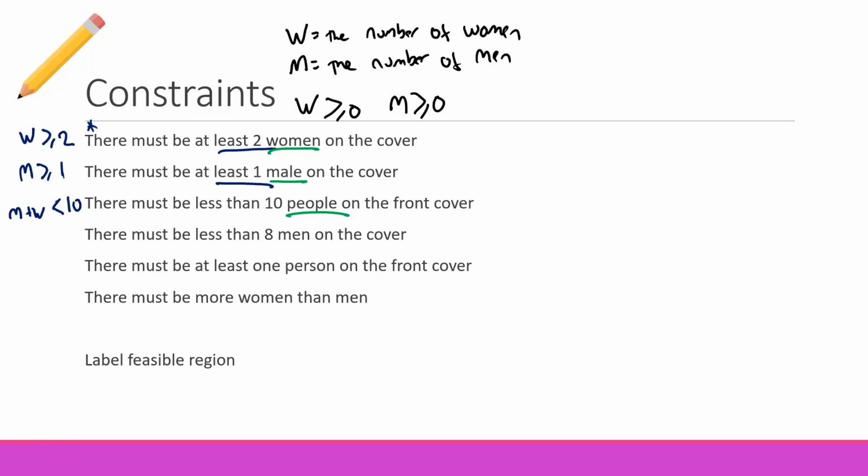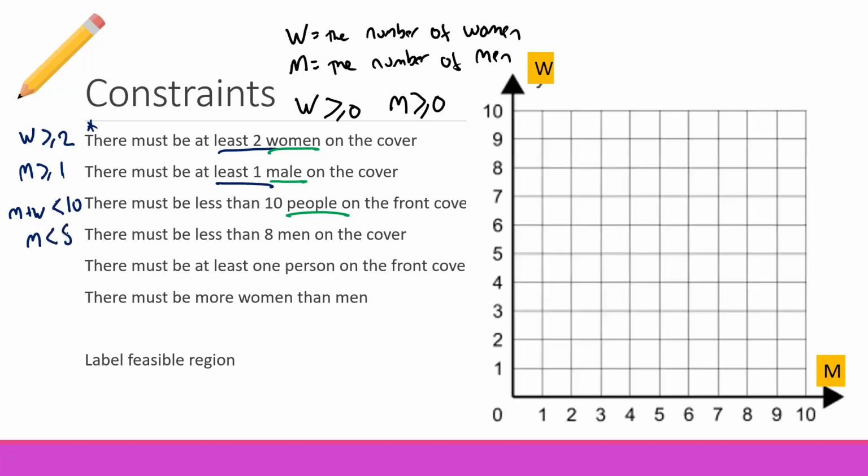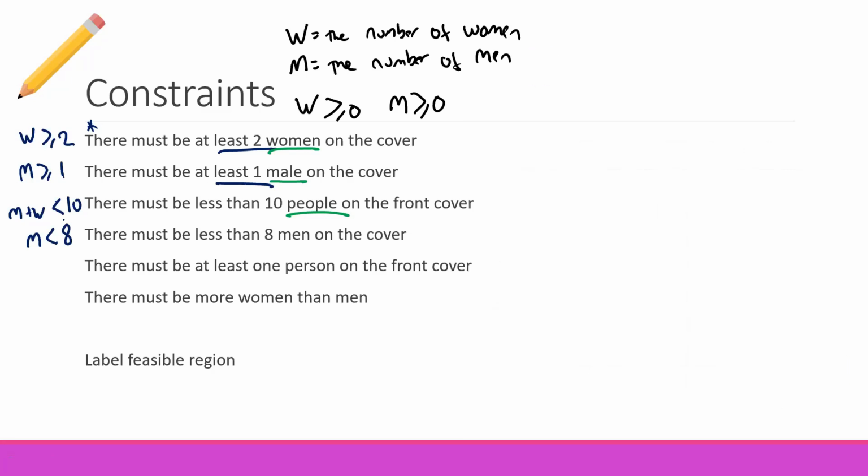Okay, there must be less than 8 men on the cover. What would that one look like? Give me some suggestions. Can be wrong. You can send me a private message and I will not pick on you. Perfect, anonymous person who got this answer completely correct. Yes, M is less than 8. Looking like this. So that's how you would do that one.